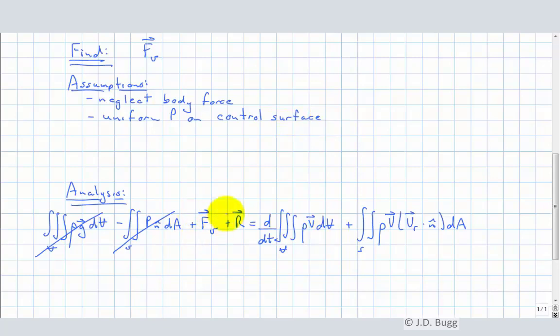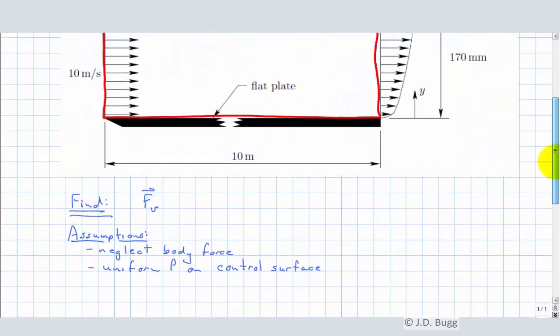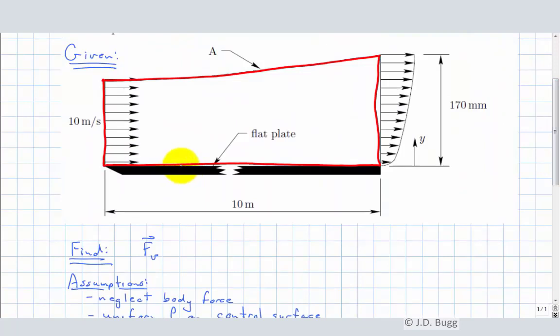Next term we see here is our viscous force. In this control volume, there is certainly going to be a viscous force where the air is flowing over this flat plate. In fact, that's what we're looking for. So that's certainly a viscous force. There isn't going to be any viscous force at this inlet because the air is just crossing perpendicular across that line. Likewise, there isn't going to be a viscous force at the exit here because the air is just crossing perpendicular across that line.